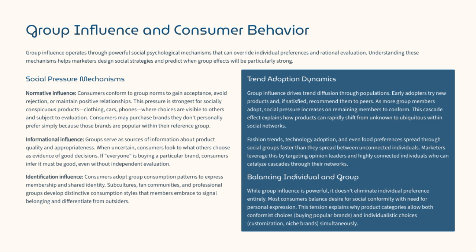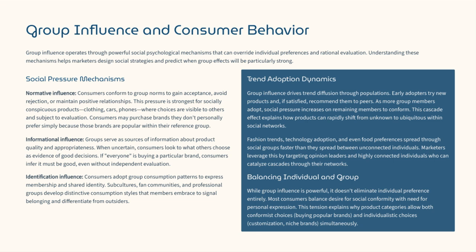Understanding these mechanisms helps marketers craft strategies to leverage social influences effectively, and also helps us predict when group effects might be particularly strong. In essence, group influence shapes consumer behavior in profound ways, but it's always a balancing act with personal choice. Recognizing this dynamic is key to understanding how trends spread and how consumers make decisions within social contexts.